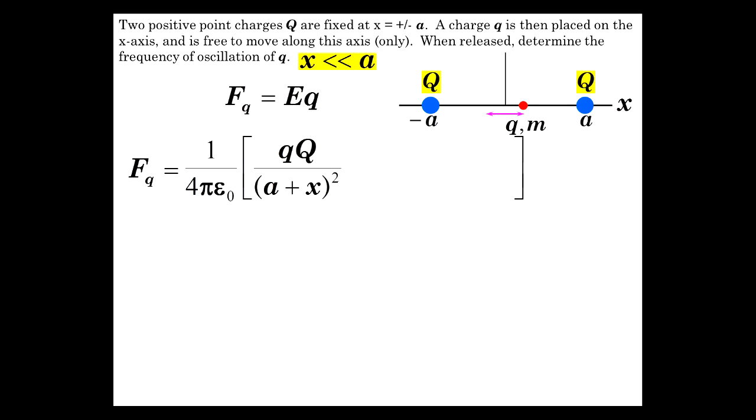And now opposing that to the left is the force of this big Q on little q, pointing to the left, so we have to subtract off Qq times this distance, which is a minus x. So there it is.